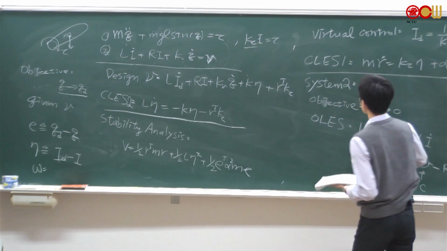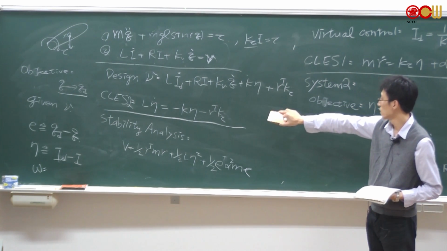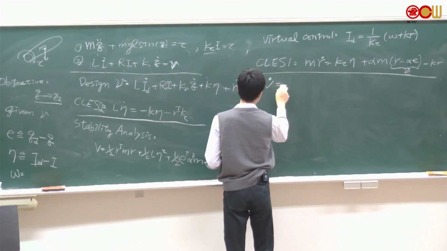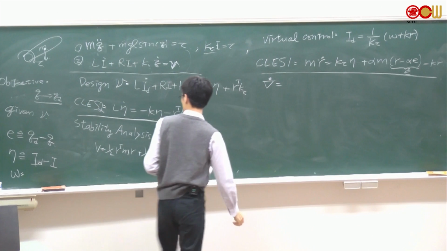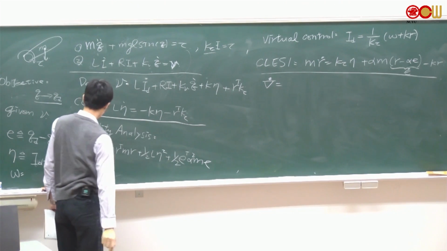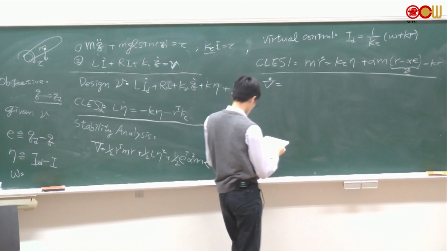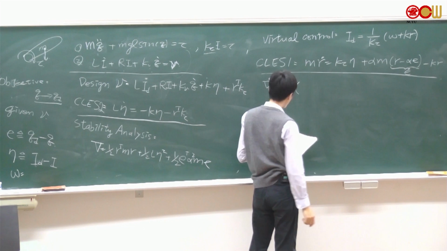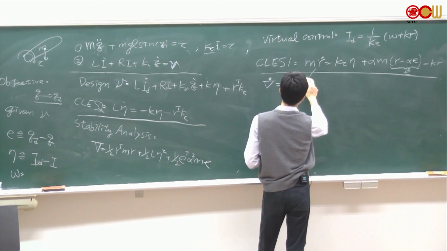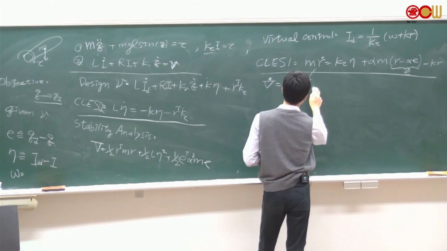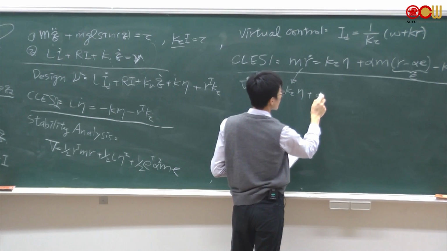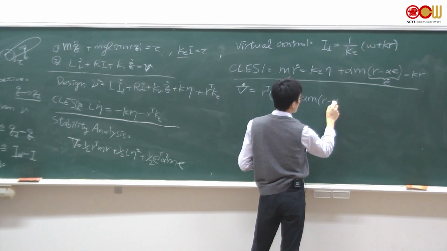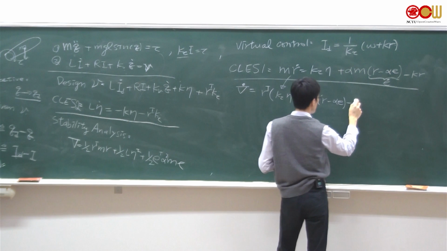So when you do the analysis, you just keep CLES 2 and 1. Take the time derivative of V. This is capital V, the above function. Okay. It's R transpose MR dot. MR dot is this. Okay. K tau eta plus alpha M R minus of E minus KR.